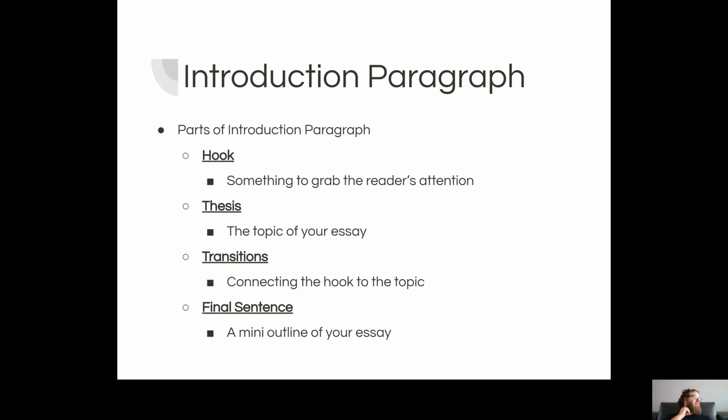Now, as we get into a little bit more involved writing, or we get a little bit older, you can start to combine these and change these. But for now, we're going to stick to 4 specific sentences. There's a hook, which is something to grab the reader's attention. There's a thesis, which is the topic of your essay. There's a transition, which is a sentence that connects the hook to the topic. And then there's a final sentence, which is like a mini outline of your essay.